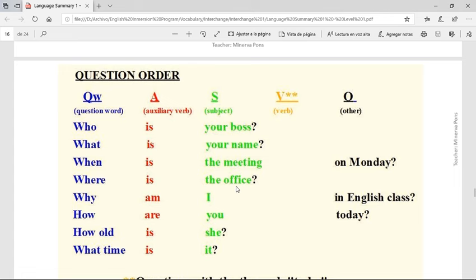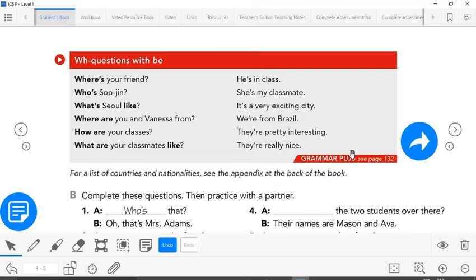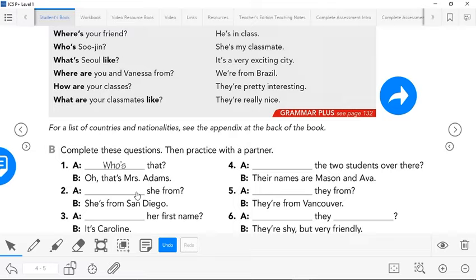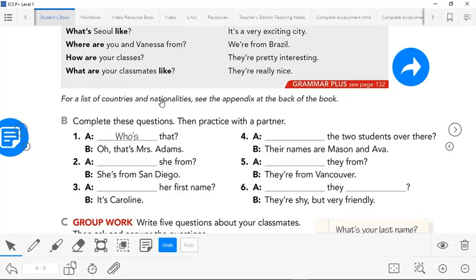These are how you make WH questions. I hope that you understand this part. And let's do a small exercise with this. It's just to complete these questions, starting with the correct WH word. Take a minute to complete this. And then we continue.